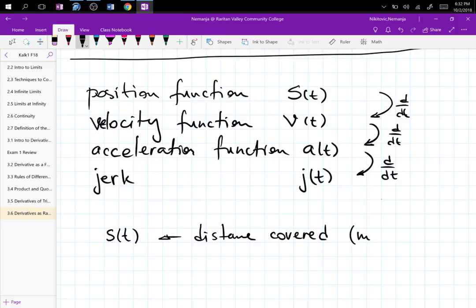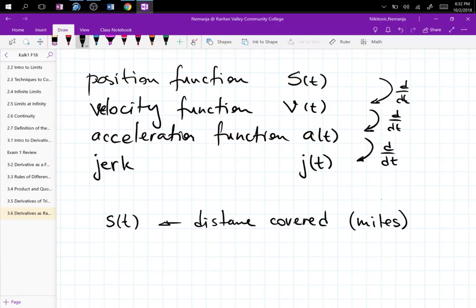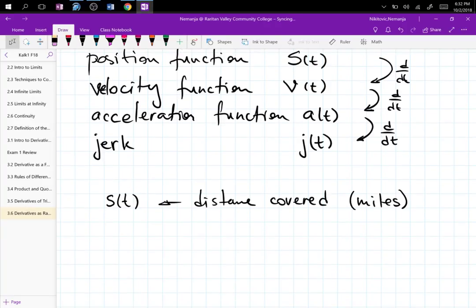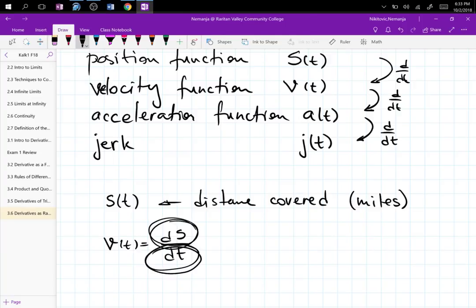Say in miles. Could be meters, could be kilometers, could be inches, whatever. Now, we know that the velocity is going to be the derivative with respect to time. Does this make sense? Well, yeah. Velocity is change of position in time. So change in position and change in time.